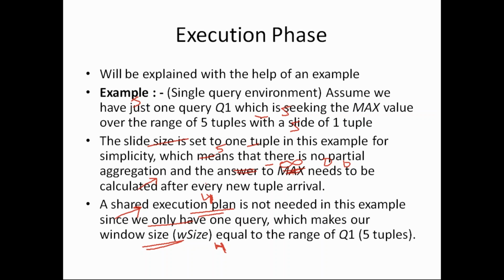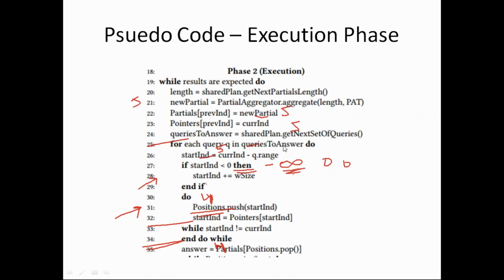Now let's start from here. So in the execution phase, what we have to do? We have to go for this. While results are expected, do this. Length is shared plan dot get next partials length. Since here the tuple size is 1 only, slide is 1, so length is 1.